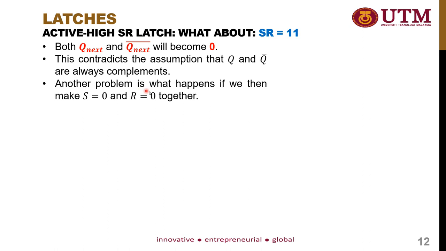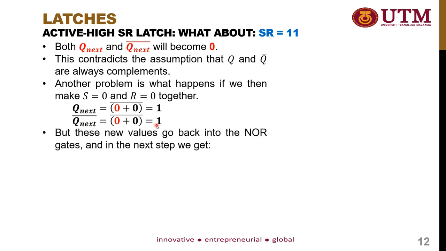Another problem is what happens if we then make S 0 and R 0. As you already know, if we want to store the value inside the SR latch, we need to set S equal to 0 and R equal to 0. But what will happen if we set S equal to 0 and R equal to 0 when previously we had S equal to 1 and R equal to 1? Q next will become 0 plus 0 with an over bar, so Q next will become 1, and Q next bar will also become 1.